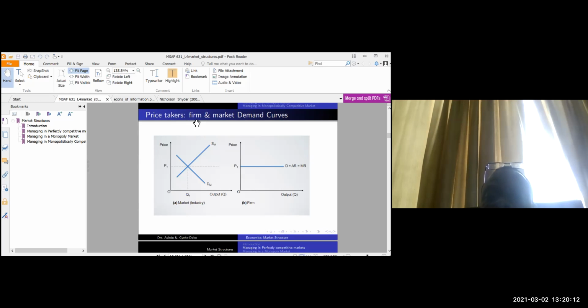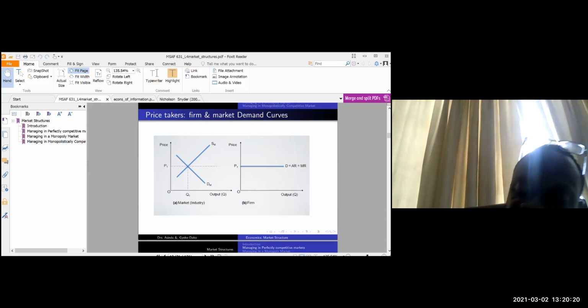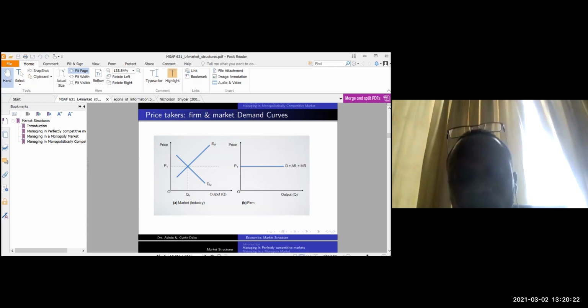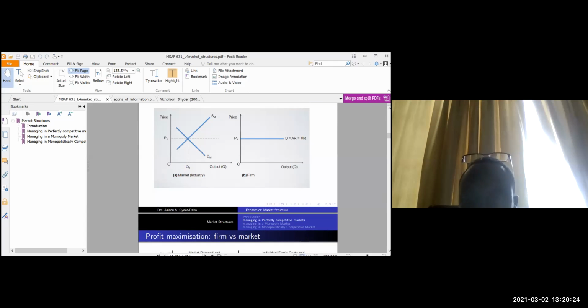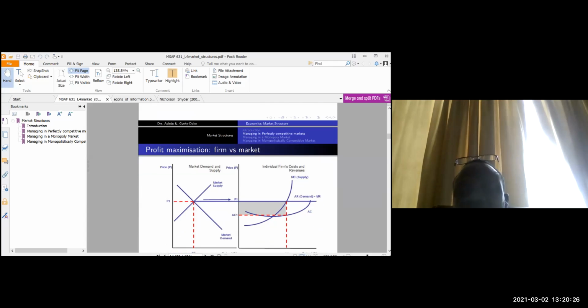So price takers, firm and market demand curves. This is the market demand and supply that will decide on the price, and then each firm will take the price as given. Each firm takes the price as given. I have about 10 minutes. Let me explain the optimization.